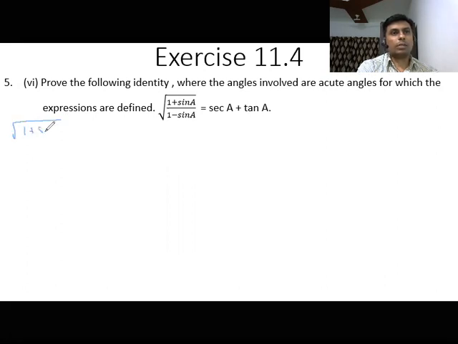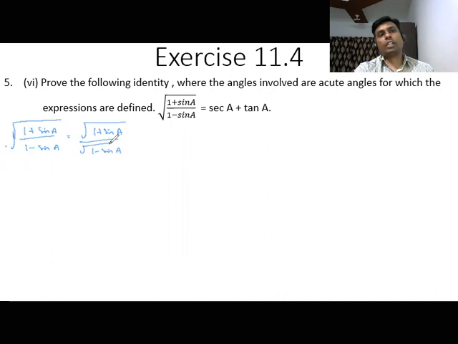Root of 1 plus sin A divided by 1 minus sin A. This I can write as root of 1 plus sin A by root of 1 minus sin A, correct? Now I have to get rid of this root in the denominator. For that, what to do? Rationalize the denominator. How to rationalize the denominator? Multiply and divide by root of 1 plus sin A.